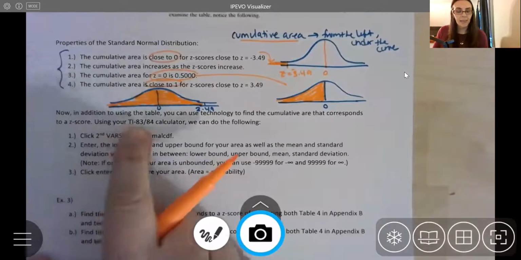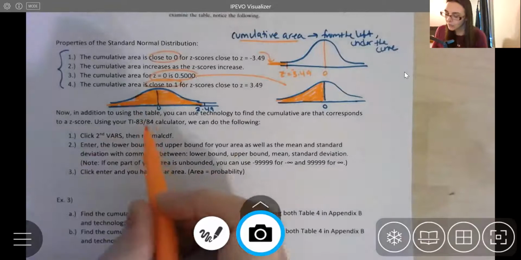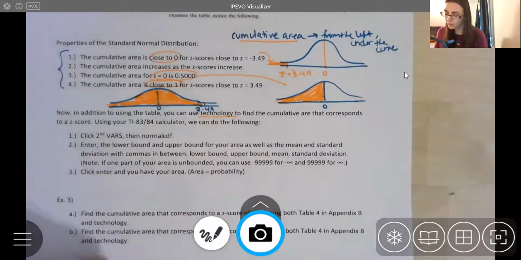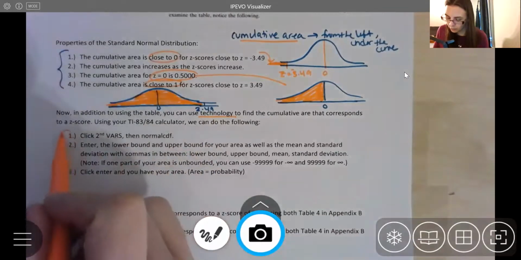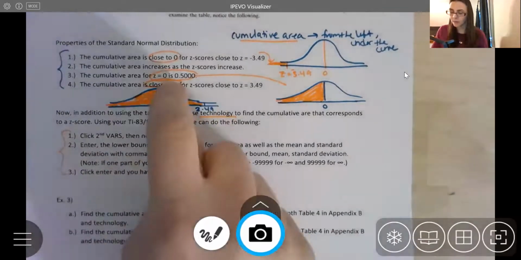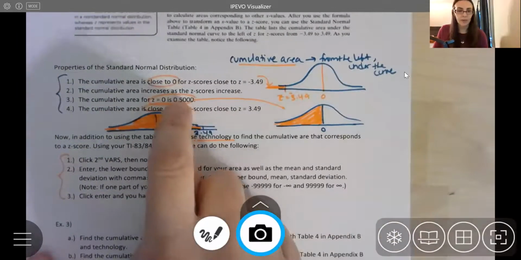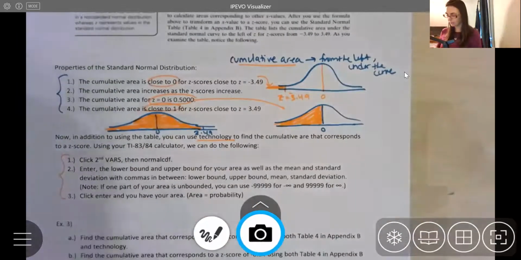Now, in addition to the table, and again, I'm going to show you the table in a second, you can use technology to find these cumulative areas for a z-score. And it's really quick. I do recommend checking it out and trying it. And the steps to do it are right here. So I'm going to just focus on maybe this example for now. We're going to do some more examples to make this a little bit easier to see.